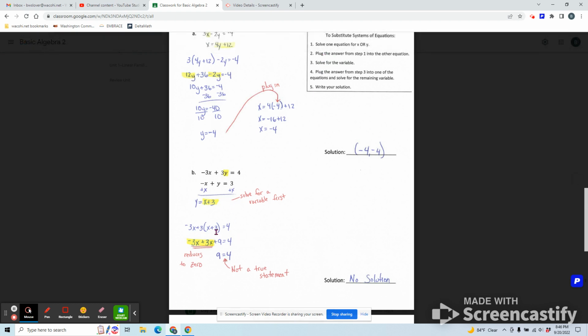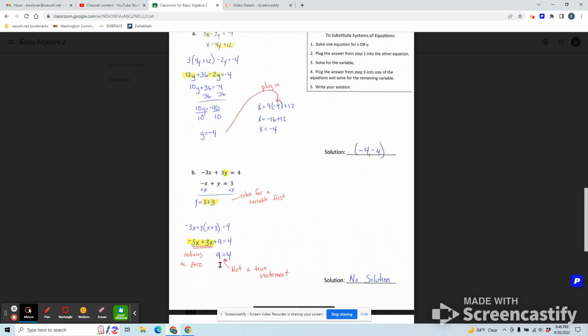Okay. When I plug it in and I distribute the 3, I get negative 3x plus 9 equals 4. Well, this negative 3x plus 3x reduces to 0. Don't put in an x. Don't think you did something wrong because you got 0. It is okay to get 0. Negative 3x plus 3x. I had $3. I spent $3. It's gone. 0. But I'm left with the 9. And I didn't do anything to the other side of the equal sign.